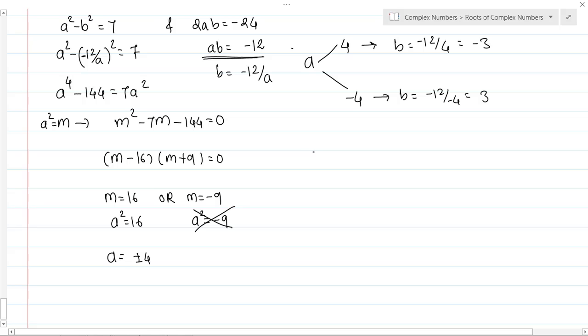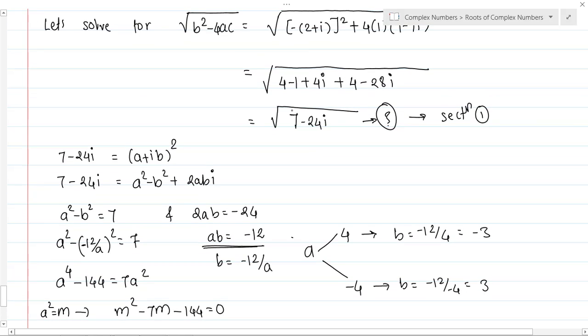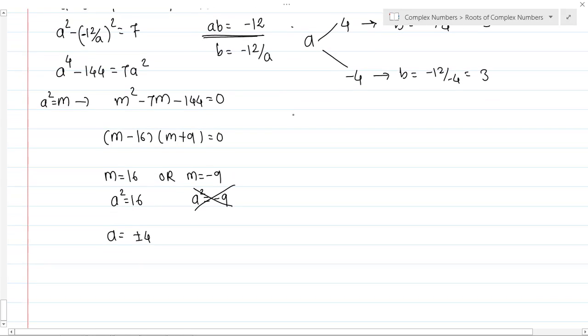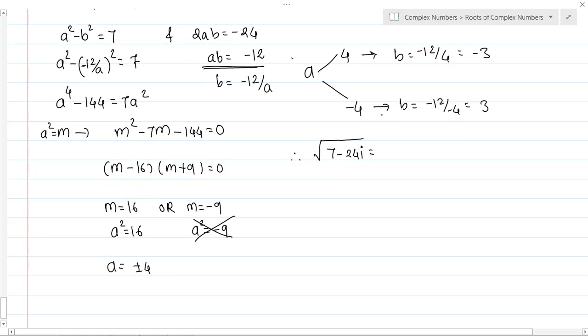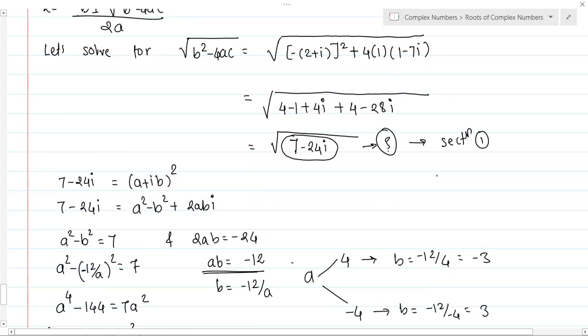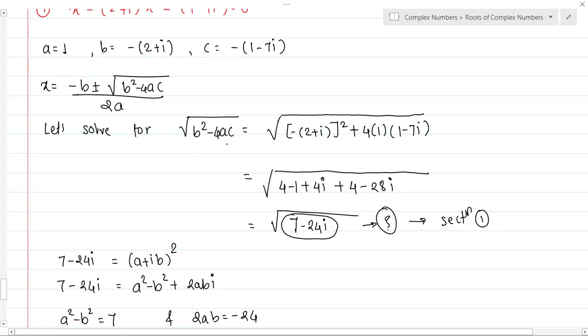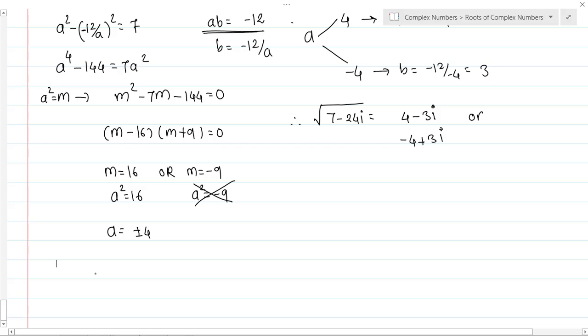Okay, so what is the answer to this question, the root of 7 minus 24i? Therefore root of 7 minus 24i is equal to 4 minus 3i, or it is minus 4 plus 3i. Okay, so let's substitute this value in this equation. So the value of root of b square minus 4ac has come. Okay, so let's have that.